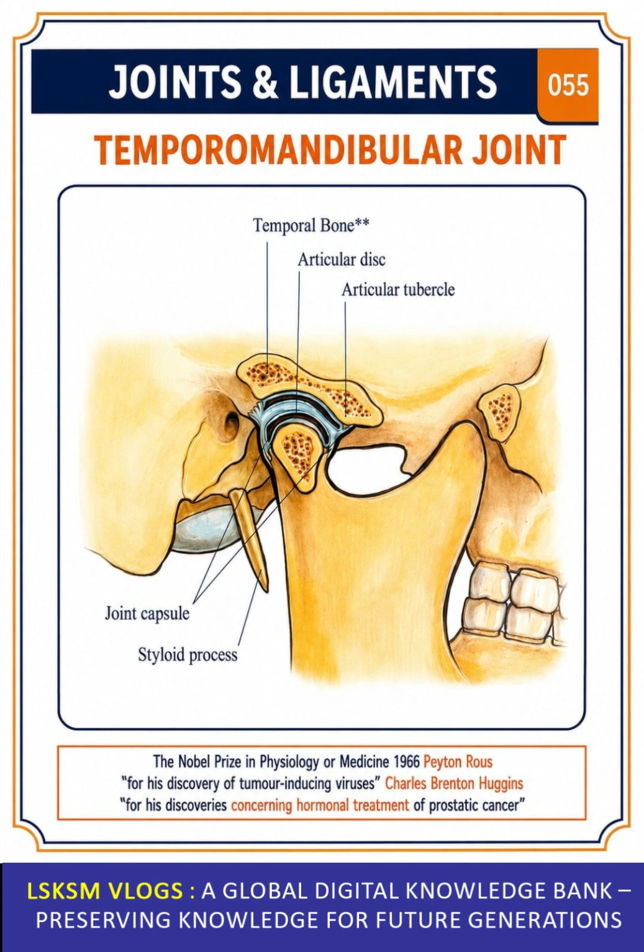Temporomandibular joint. The temporomandibular joint connects the jawbone to the skull. It allows movements needed for chewing, speaking, and yawning.